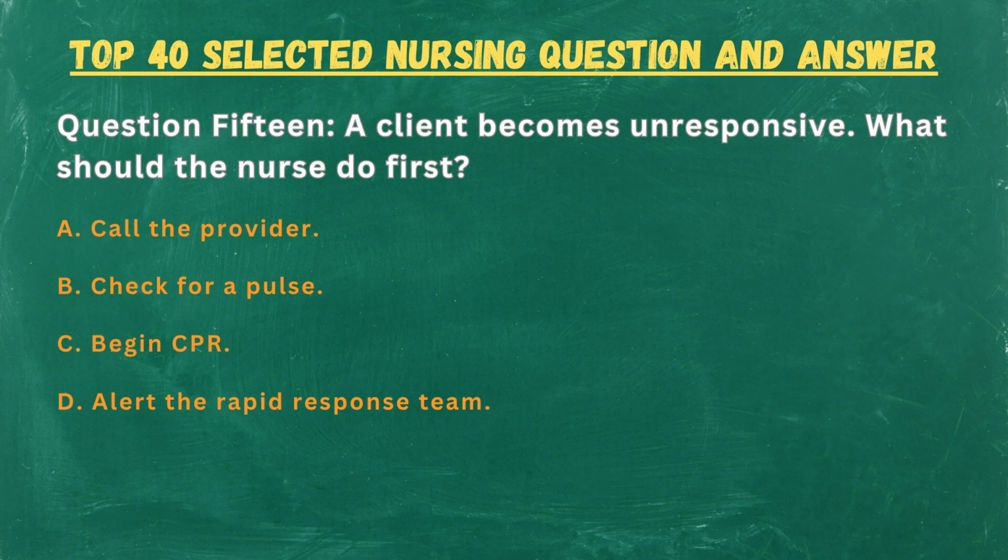Question 15. A client becomes unresponsive. What should the nurse do first? A. Call the provider. B. Check for a pulse. C. Begin CPR. D. Alert the rapid response team. Answer: B. Check for a pulse.